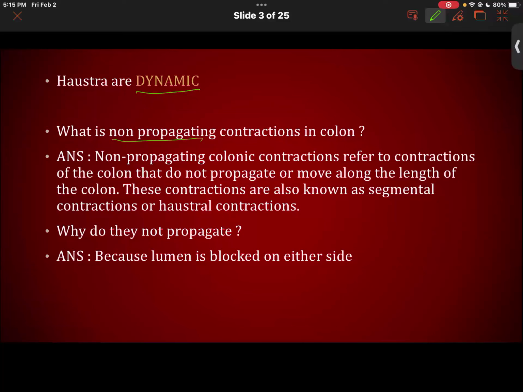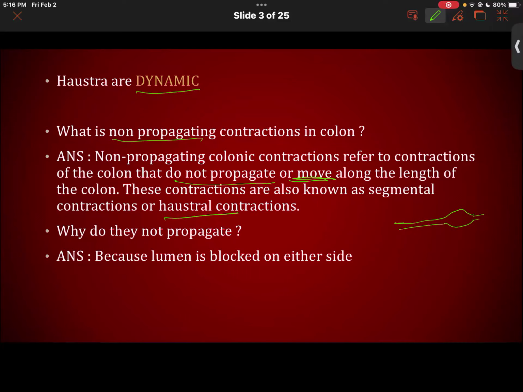So non-propagating. The complete definition, as per Google, is: non-propagating colonic contractions refer to contractions of the colon that do not propagate or move along the length of the colon. So there's no movement along the length. These contractions are known as segmental contractions or haustral contractions, because they're within one haustra. Remember, a haustra is this little pocket that's formed when the smooth muscles contract on either side.